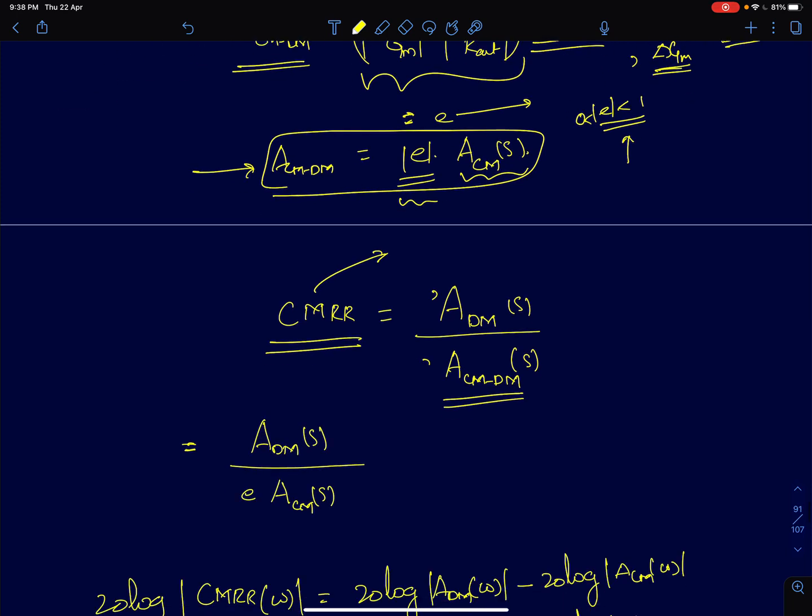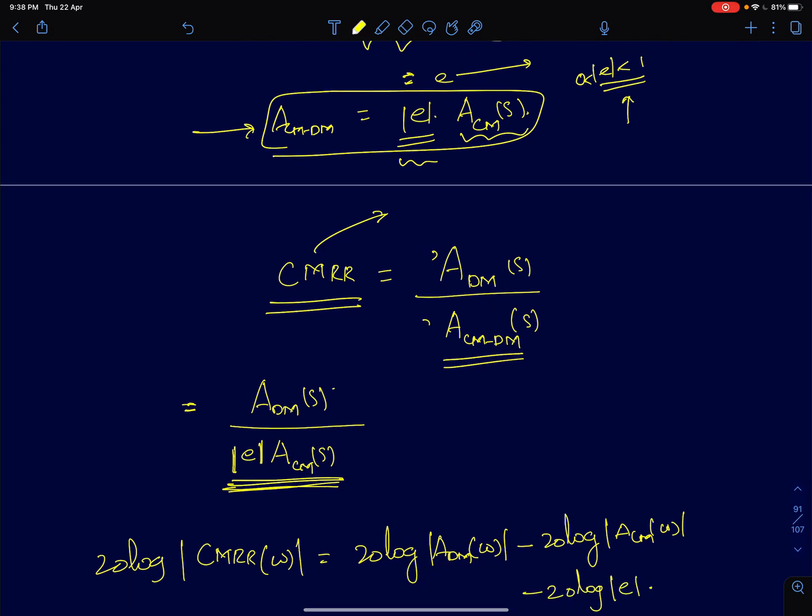Now finally, CMRR can also be expressed in simpler ways. I am going to represent ACMDM as mod of E times ACM of S. So CMRR can be written as the ratio of the differential mode gain ADM of S divided by E times ACM of S, ACM being the common mode gain. We can observe a very interesting property here. The poles and zeros of ADM of S will also be poles and zeros of CMRR of S.